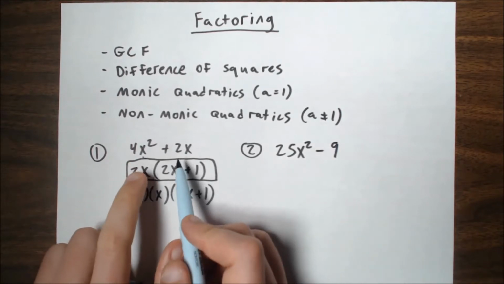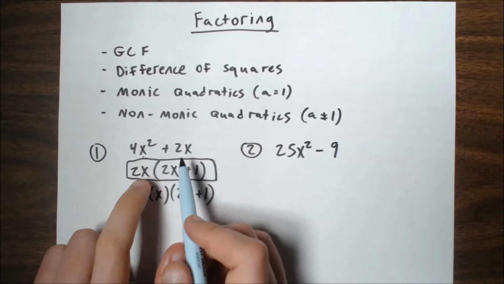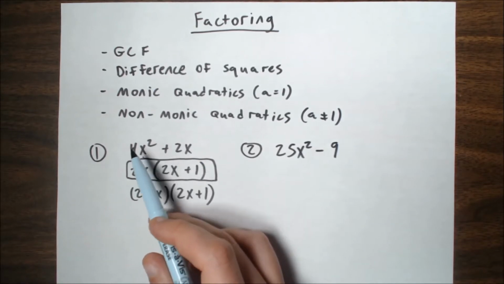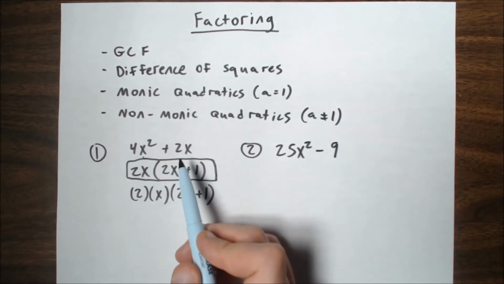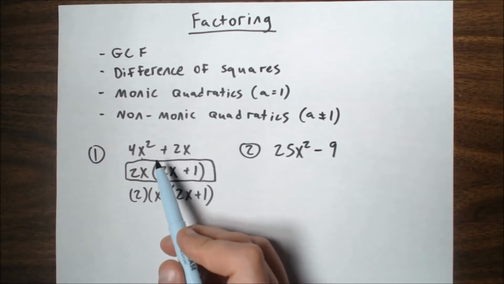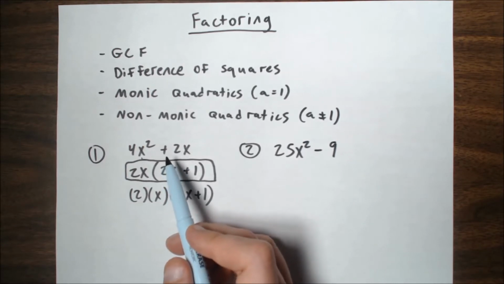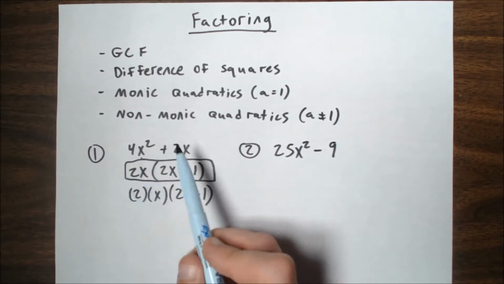Now, number one, this had two terms, right? But there's some problems. 4x squared is a perfect square, but 2x is not a perfect square. That's the first problem. The other problem is that in the middle, there's a plus sign instead of a minus sign. So you're not going to use the difference of squares here.